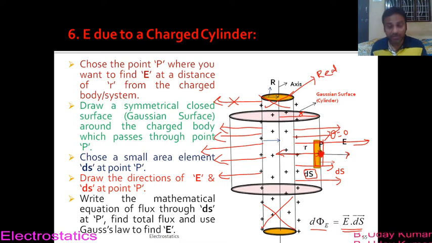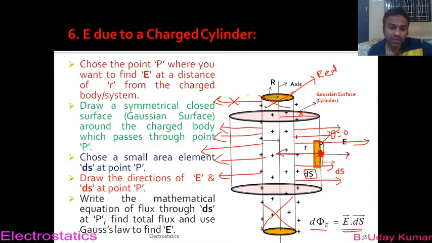Okay, so now I have written the mathematical equation of the flux that is passing through the area element that I have chosen, which is dS, which I can write as the dot product of E and dS, and if I integrate this, I get the total electric flux. Once you know the total electric flux, you can apply the Gauss theorem, right? What is Gauss theorem? Total electric flux is 1 by epsilon 0 times q.